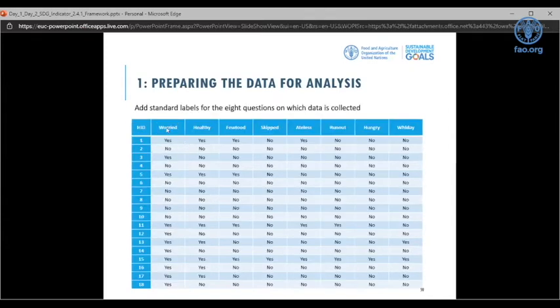And then we add standard labels for the 8 FIES questions on which data is collected. These standard labels are those used by the FAO model for analysis of the FIES data. So instead of the question codes, we use worried, healthy, few food, skipped, ate less, run out, hungry, and whole day. Instead of the codes, we use the standard labels, okay.